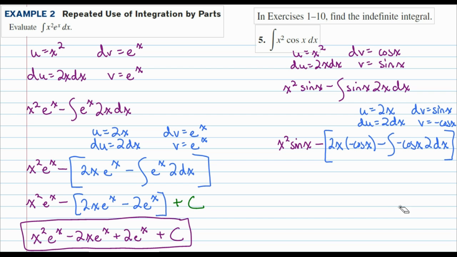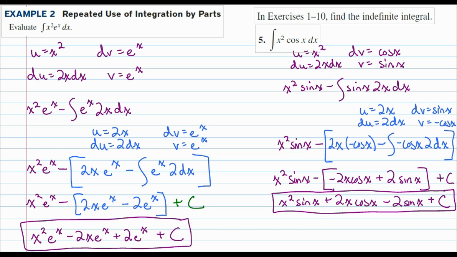Now I've got negative 2 that can be taken outside the antiderivative, and really I'm just taking the antiderivative of cosine, which I know is sine. So the two negatives cancel out and make a positive 2 sine of x. Now I'm going to distribute the minus sign that came from the original integration by parts. And of course I've got my plus c at the end there. And there's my final answer: x squared sine of x plus 2x cosine of x minus 2 sine of x plus c.